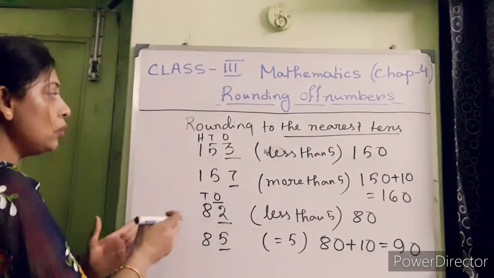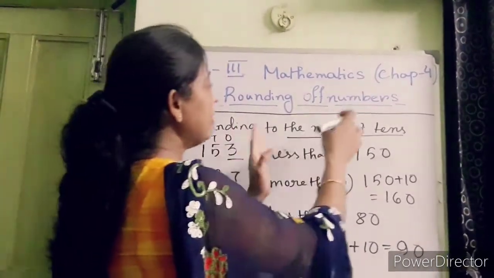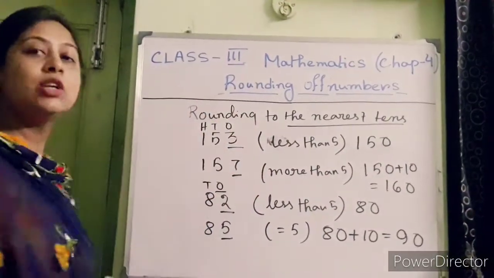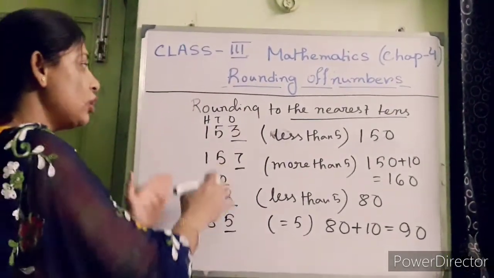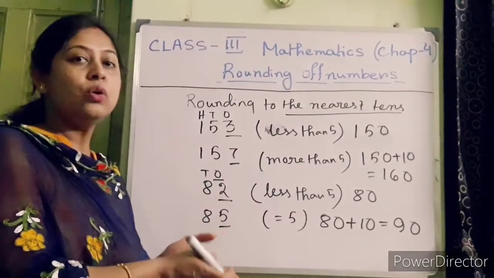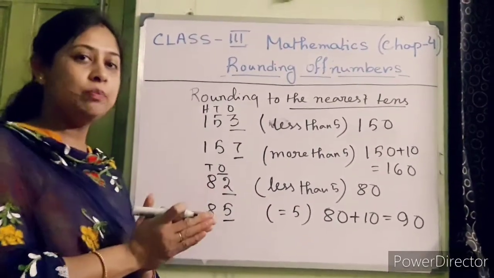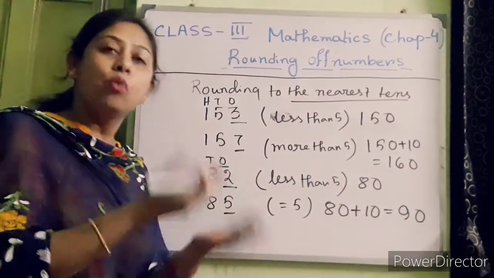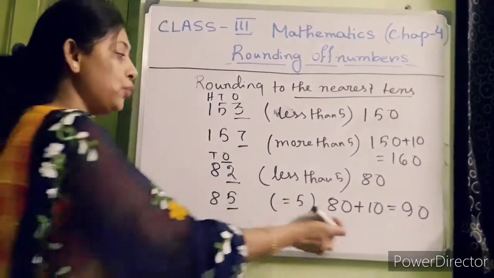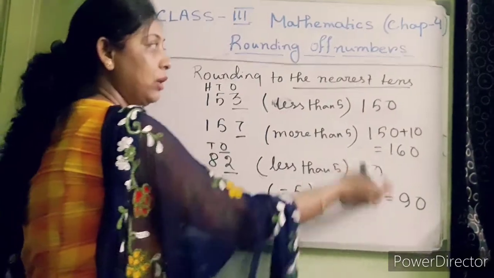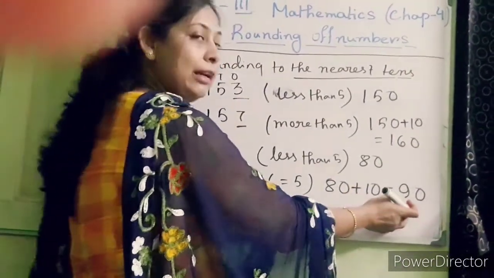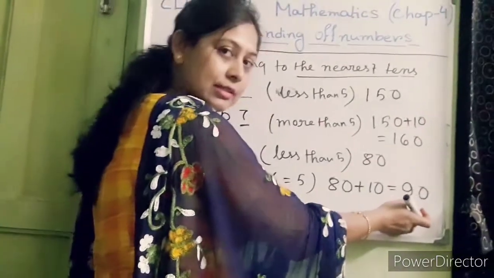So here is the true rule. When it is told to round to the nearest tens, first you observe which digit is present in the one place. If it is less than 5, you put only 0 in the unit place. If it is equal to or more than 5, you first put 0 in the one place, and after that, since it is told 10, you add 10 to this number. You will get your answer.